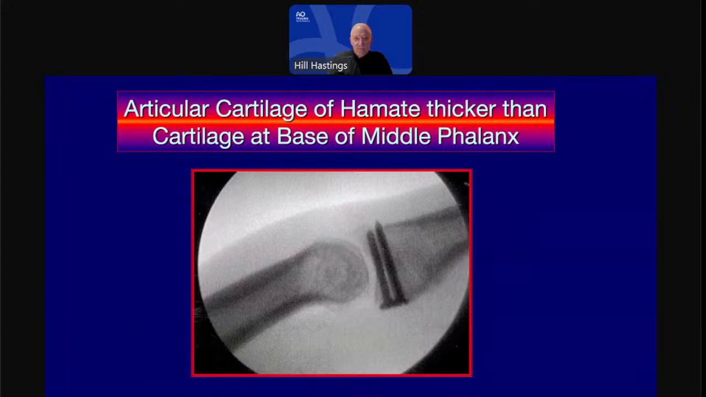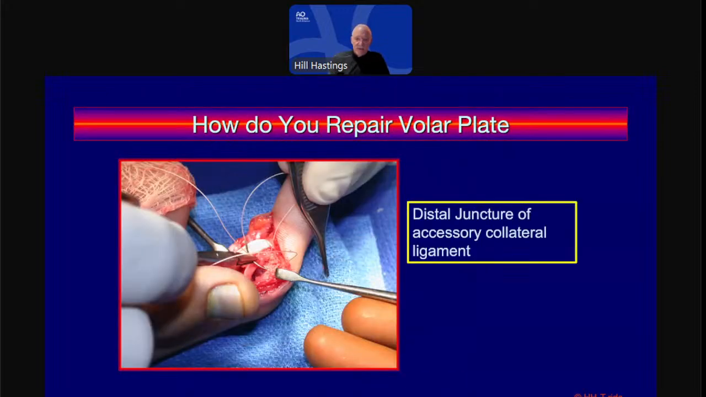So that's helpful. If you look at x-rays and even ones in this talk, you'll see that there's an apparent articular step off bony wise, but if you've been in surgery yourself, you know the cartilage matches up perfectly because the hamate has thicker cartilage than the cartilage at the base of the middle phalanx.